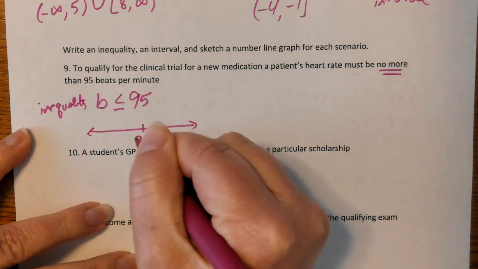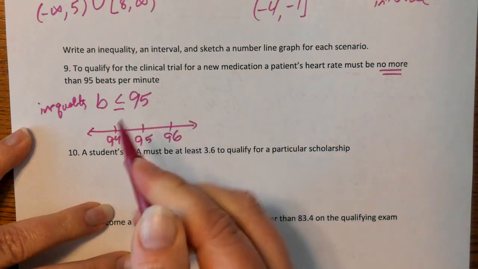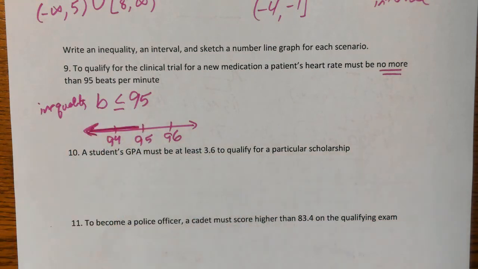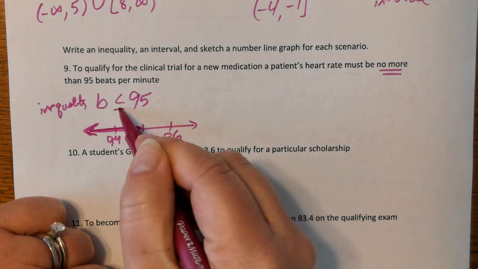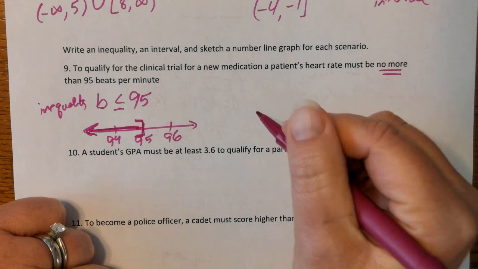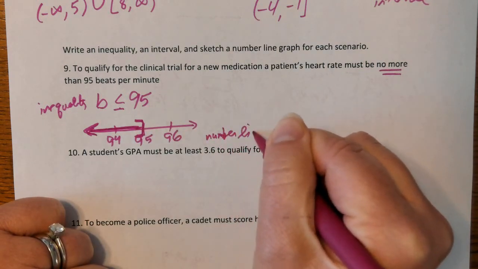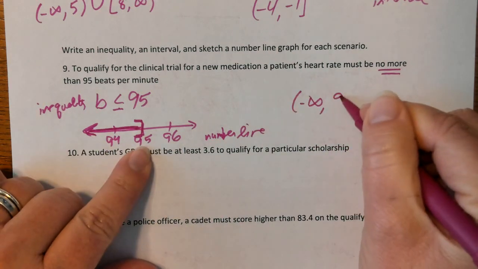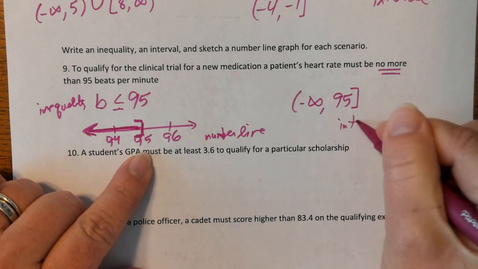The number line, you can put a number on each side. I will be shading below 95. The heart rate could be 93, 94. It could even be 95. It just can't go above. Since we have the equal to symbol, I'm going to put a squared off bracket. And then this is my number line. And then the interval will be negative infinity up to 95, and I'll put a squared off bracket on the 95. That is my interval.